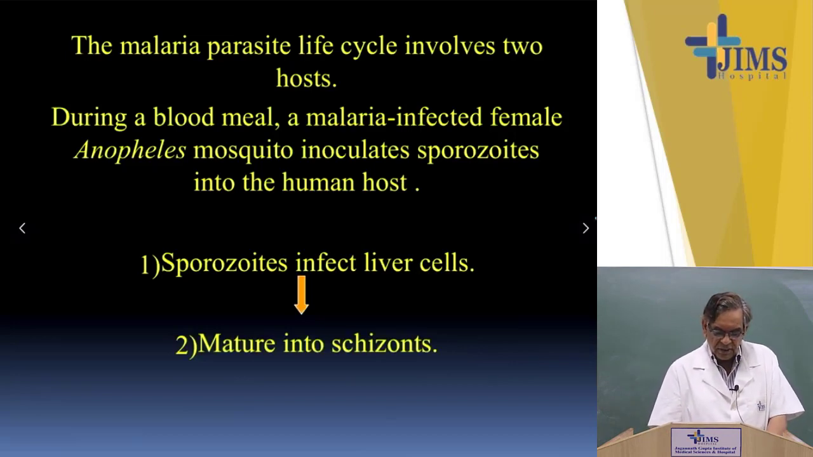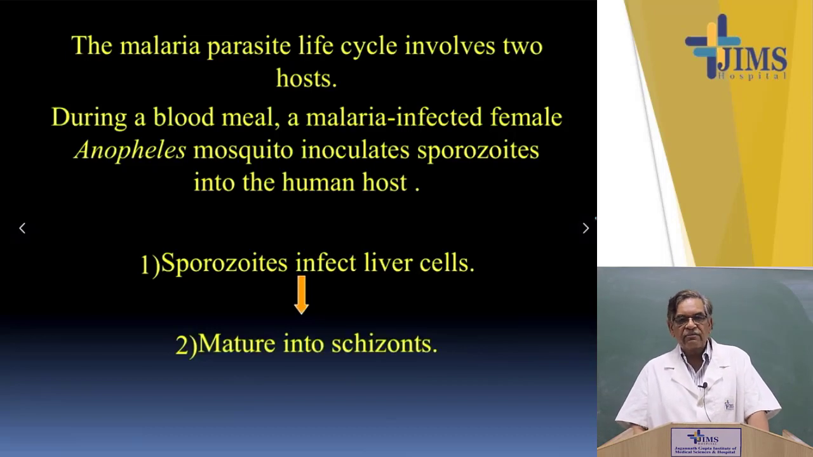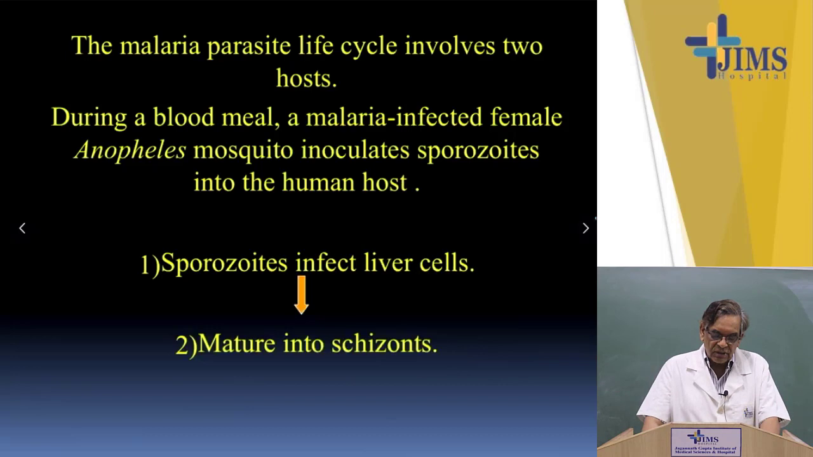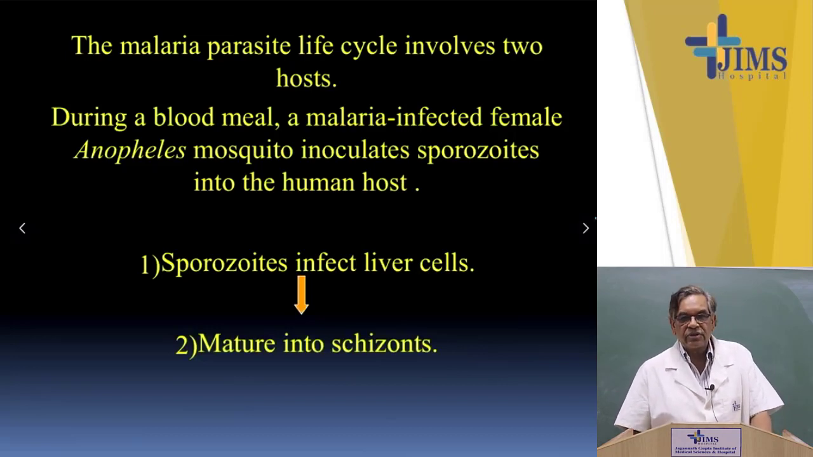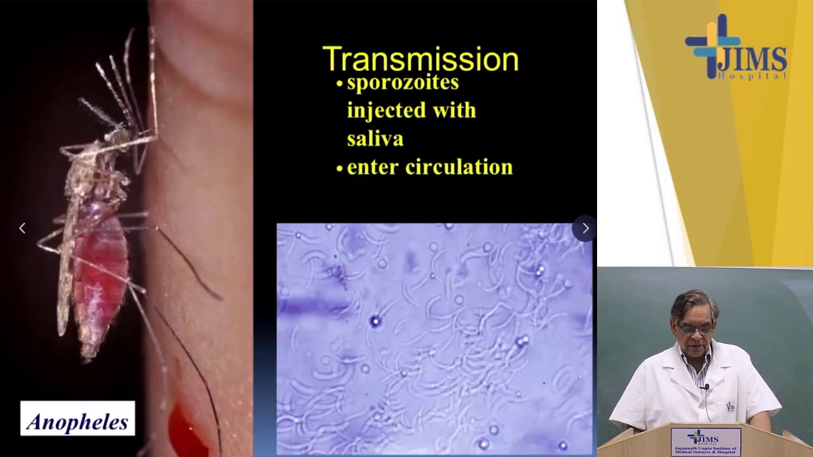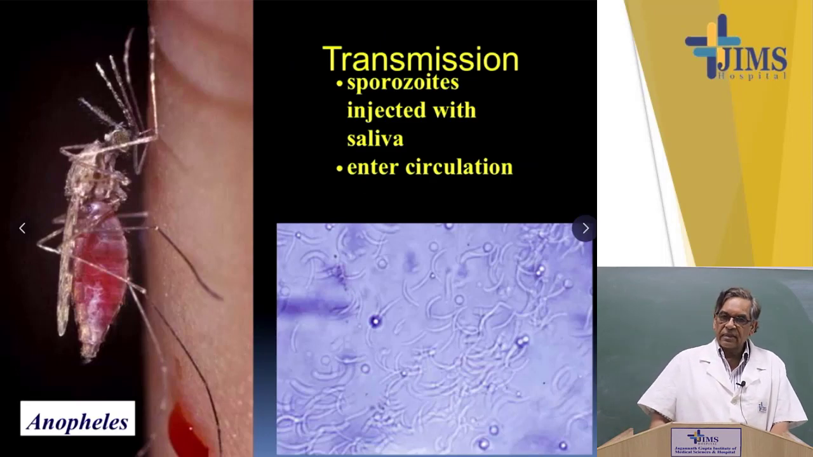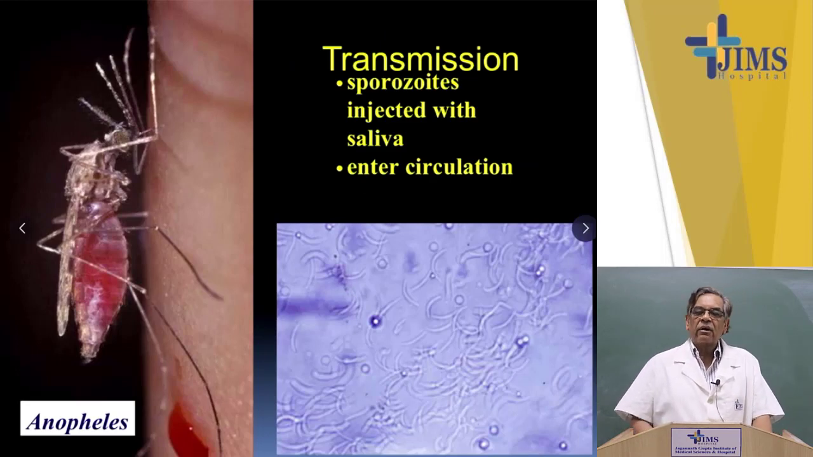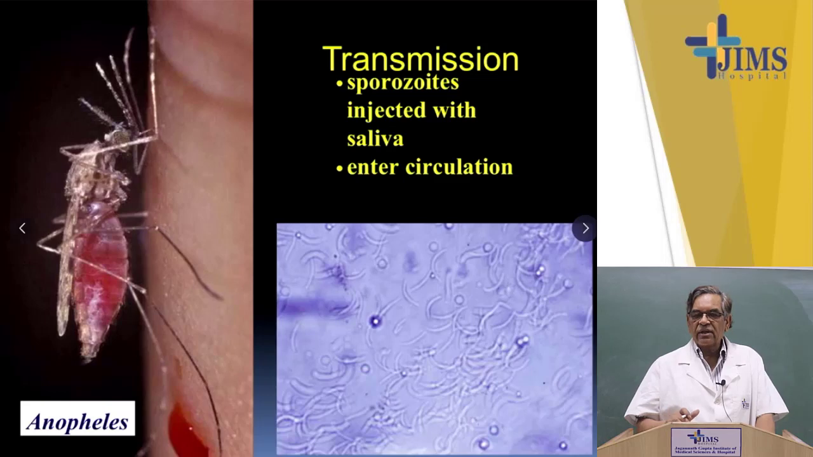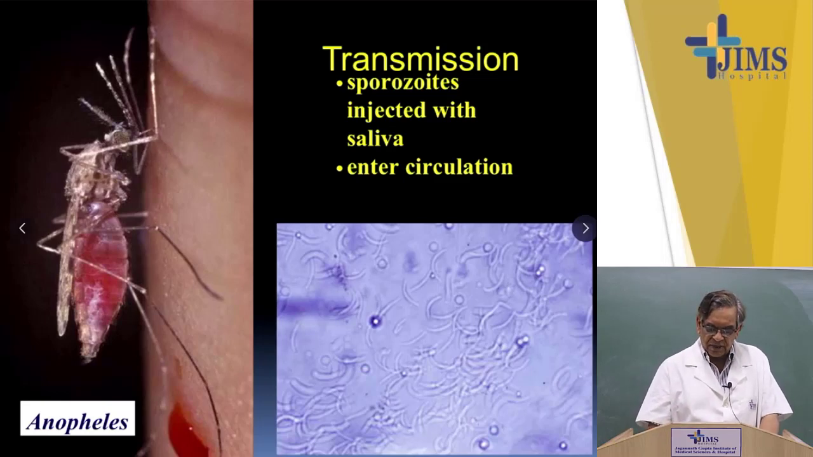So what happens is, during a blood meal, a malaria-infected female Anopheles mosquito inoculates sporozoites into the human host. The sporozoites infect liver cells, and they mature into schizonts. So the transmission is what? The vector bites the man, and when the female Anopheles bites the man, it injects saliva. In that saliva, there are multitudes of sporozoites. Then these sporozoites enter the bloodstream.